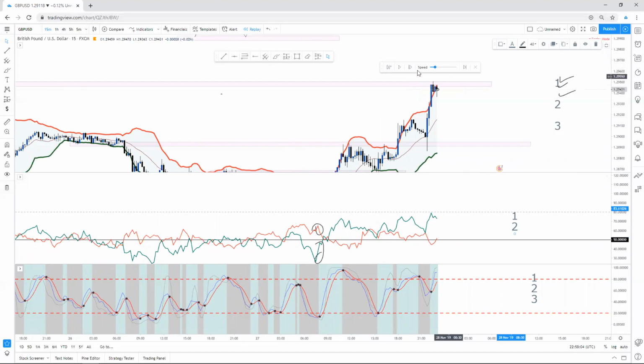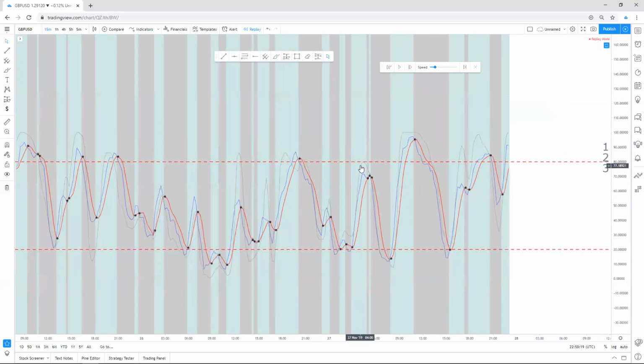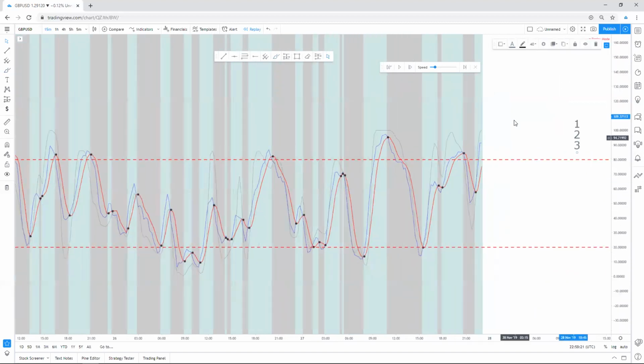So we do have all the confirmation. Boom, boom. Now, what about the stochastic? It's the same thing, guys. So if I zoom in a little bit, remember, the 80 zone is our resistance level. So first confirmation: are we in a resistance level, which is our 80 zone? Yes, we are.